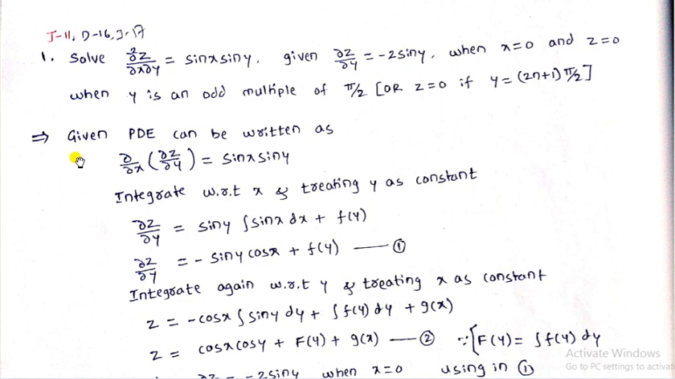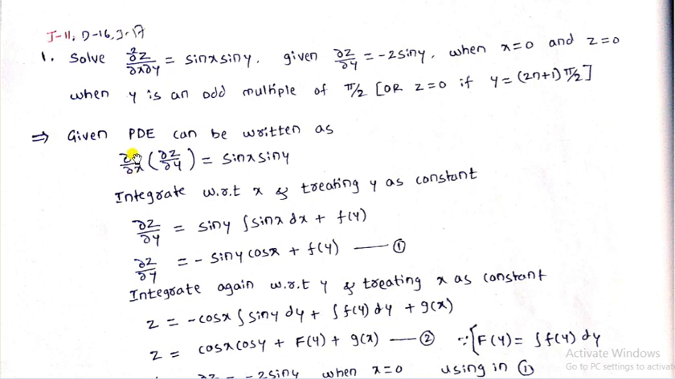Now the solution. The given PDE, dou square z by dou x dou y, can be denoted as dou by dou x of dou z by dou y, which is equal to sin x sin y. Here we first integrate with respect to x, because dou by dou x is outside the bracket. While integrating with respect to x we treat the y term as temporarily constant.